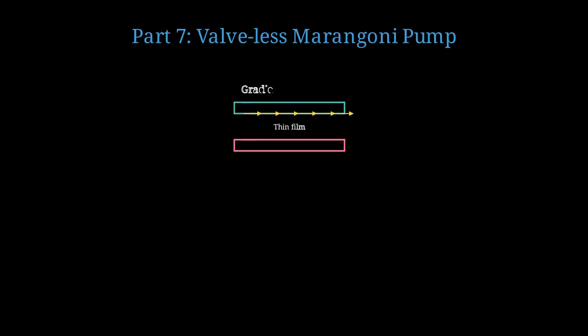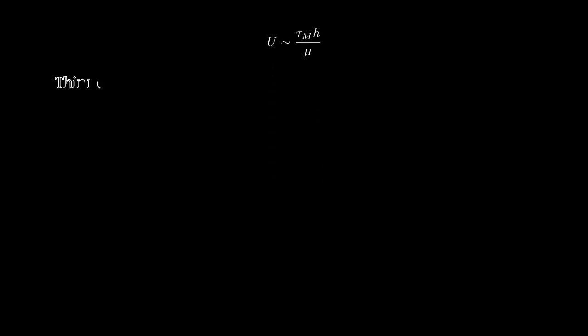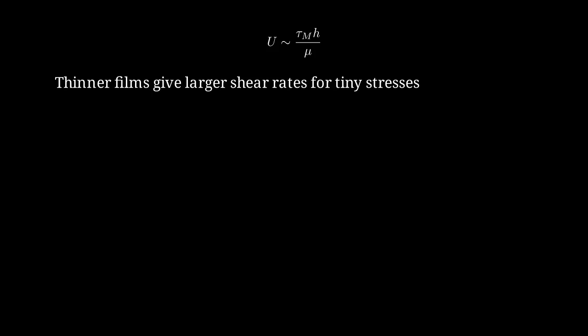A shallow film under a steady temperature or surfactant gradient slides along without any external pressure source. The interfacial shear from the gradient translates directly to a mean velocity in the film. Velocity is roughly Marangoni stress times film thickness divided by viscosity. Thinner films amplify the effect, giving large shear rates from tiny surface stresses, perfect for low-power microfluidic pumps.